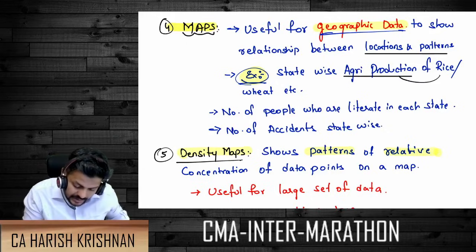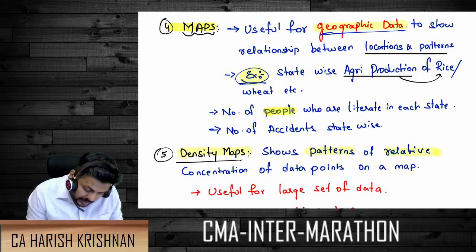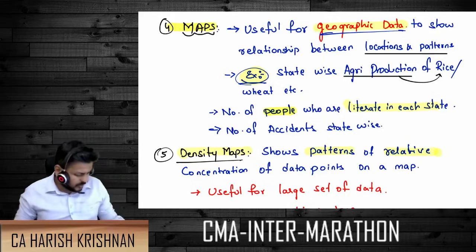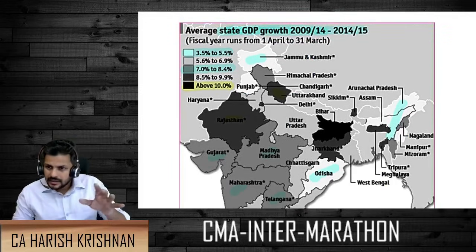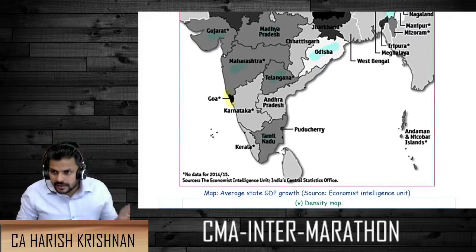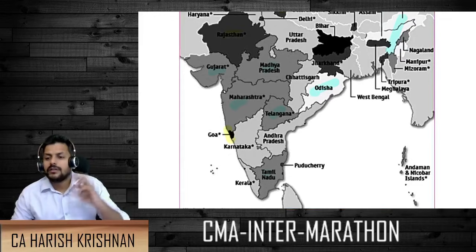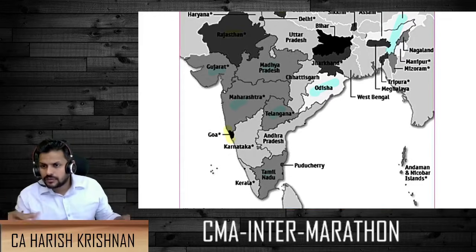state-wise agricultural production of rice, wheat, etc. Number of people who are literate in each state, number of accidents state-wise. So if you want, I think you can more easily check this over the picture here, like state-wise. You see, this is how the map looks. We again neatly discussed. So today, a lot of Instagram handles post maps with how much production of wheat is there in the country, in which state, how much each state's GDP contribution, to show all of that.